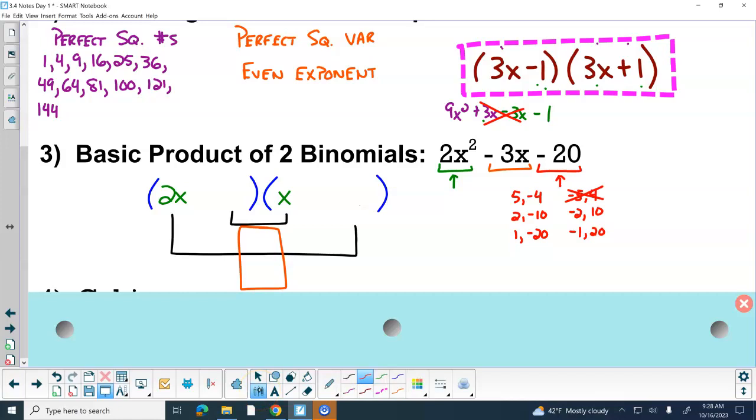Oops, I shouldn't have said that this one doesn't work, because I have to try it in the other form first before I can determine if it doesn't work. So we're going to go negative 5 there, and positive 4 there. In the middle, I get negative 5x. On the outside, I get positive 8x. Negative 5x plus 8x.